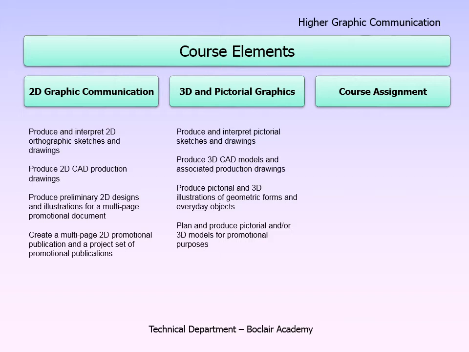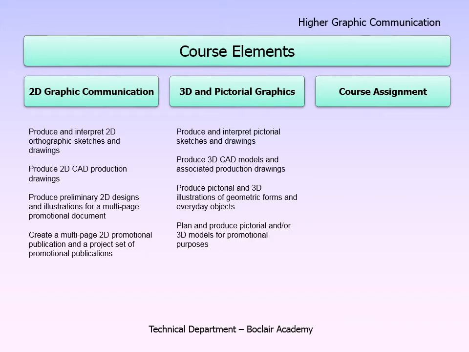So Inventor in fourth year, you really only looked at two different types of modelling type, which was extrude and revolve. When we move into higher, we introduce another three, and the revolve and the extrude become more complicated. You'll be looking at also producing pictorial and 3D illustrations of geometric forms and everyday objects.